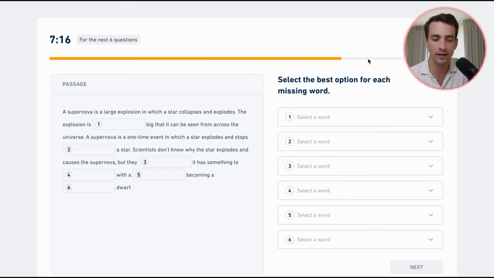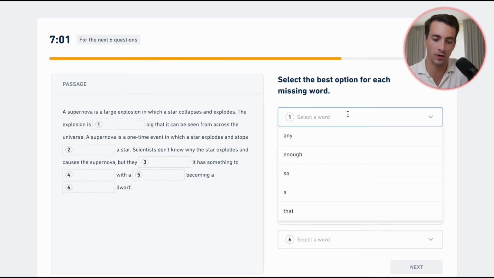So generally speaking, right, about 1 minute per question. But this first one, don't be afraid to take 2 minutes, maybe even a little bit more. I think it's the hardest question of all of them. So we're simply going to identify the missing words.